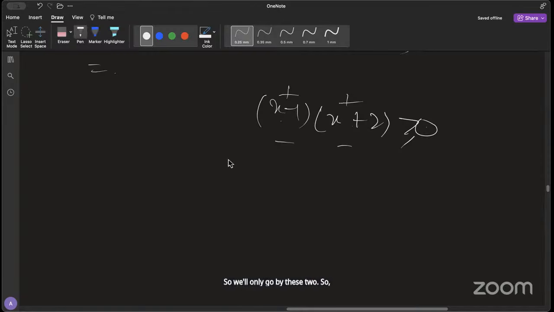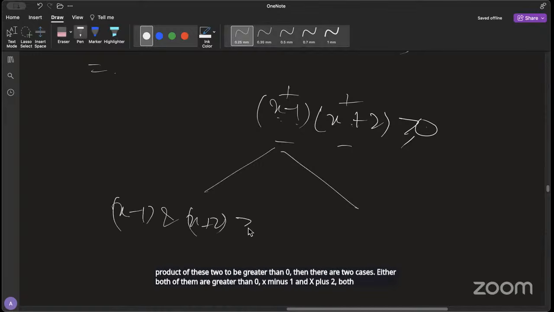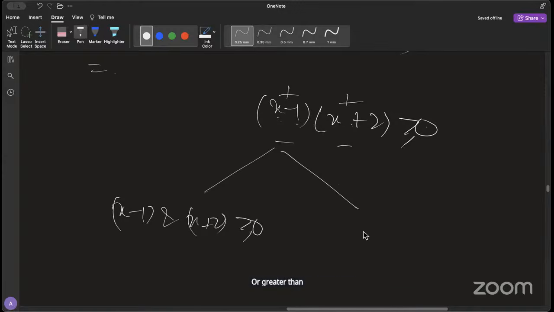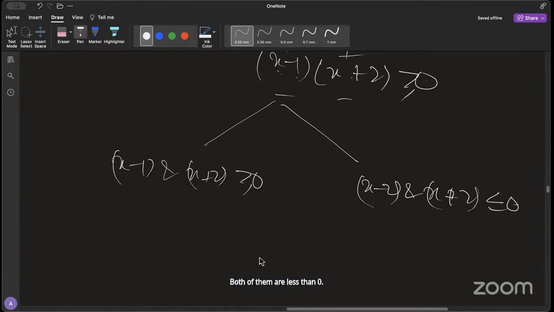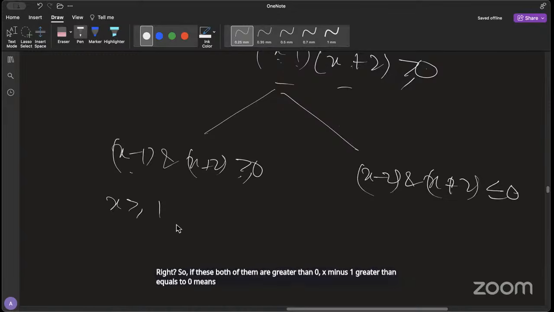So your two cases here are, if you want the product of these two to be greater than 0, either both of them are greater than 0, x minus 1 and x plus 2, both greater than or equal to 0, or both of them are less than 0. If both are greater than 0, x minus 1 greater than or equal to 0 means x greater than or equal to 1, and x greater than or equal to minus 2, right?